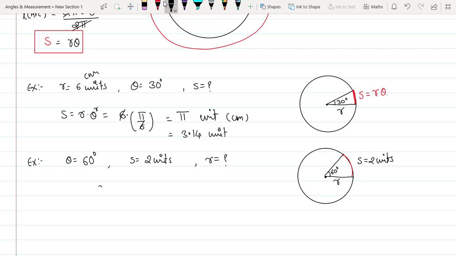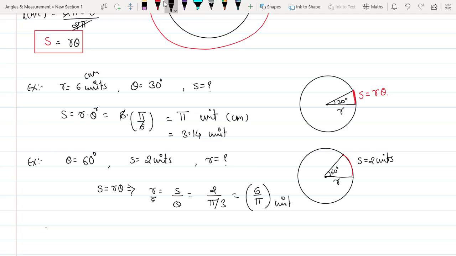So what will we do? We know the relation between r and theta and s, which is s equals r into theta. So r I don't know, so r becomes s by theta. So s is 2 units divided by theta, how much is it? It's 60 degrees, so it becomes pi by 3. So this becomes 6 by pi. So 6 by pi units is the radius of the given circle. I hope you are getting this. Is it okay? Yes sir. Great.